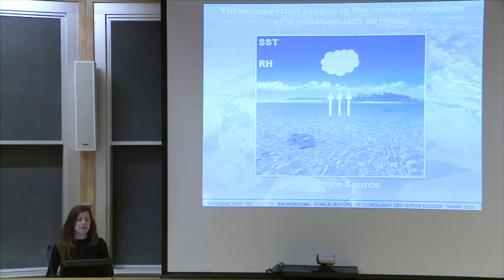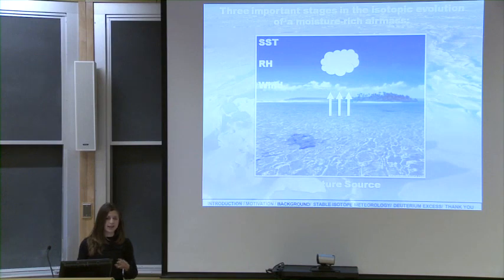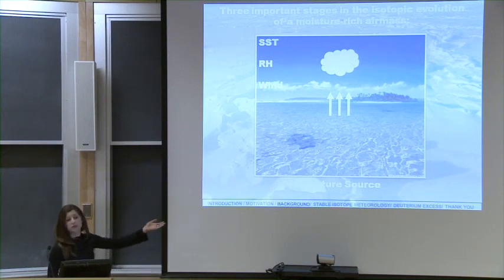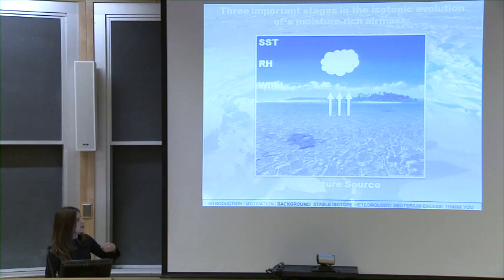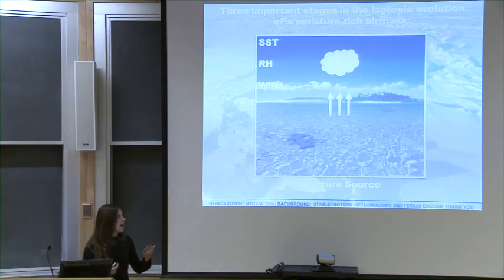So if we're thinking about the hydrological cycle, particularly precipitation, there are three important stages in the evolution of an air mass, of a moisture-rich air mass. There's the moisture source, which is generally the subtropical high. This is the place where water is evaporated out of the ocean.